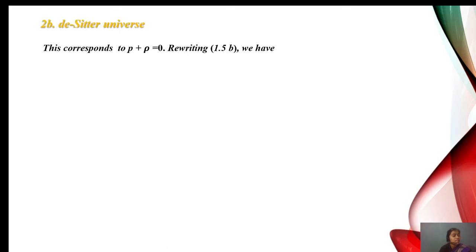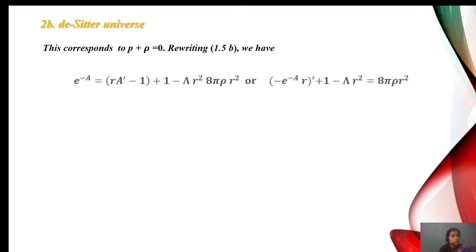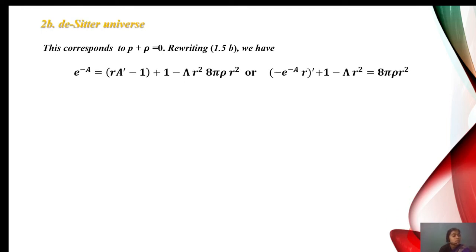Next is the de Sitter universe. This corresponds to p plus rho equals 0. Rewriting the equation, e to the power minus a equals r a dash minus 1 plus 1 minus lambda r square, 8 pi rho r square. This equation is also written as minus e to the power minus a r bracket of a dash plus 1 minus lambda r square equals 8 pi rho r square. This is the form that is generated.